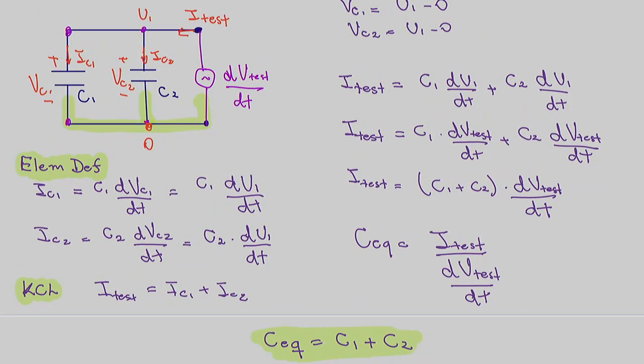Wait a minute. We started off by saying they were connected in parallel, but now we are saying that the equivalent capacitance is the sum of the two, which is exactly the opposite from the resistor case, right? So that's why it's not good to just memorize things. It's good to see where they came from, because it makes sense why. It's not magic. It's because of how the elements behave.